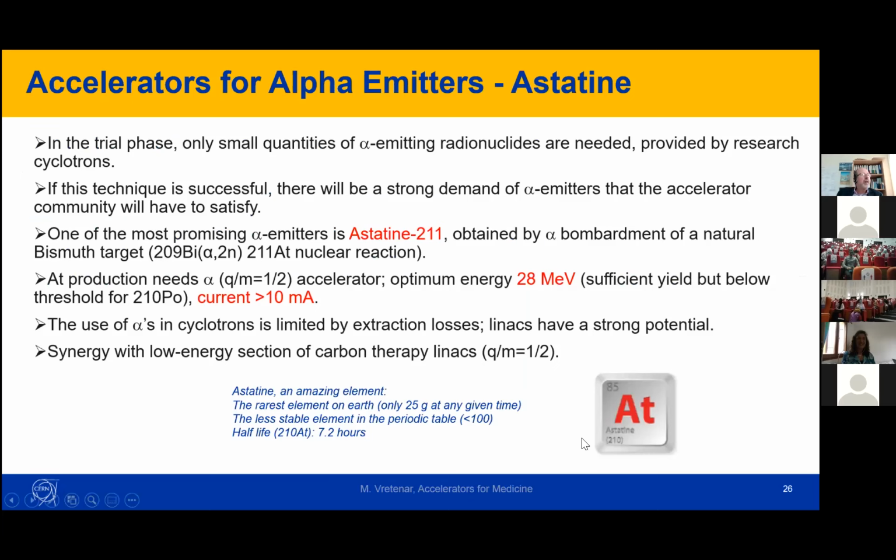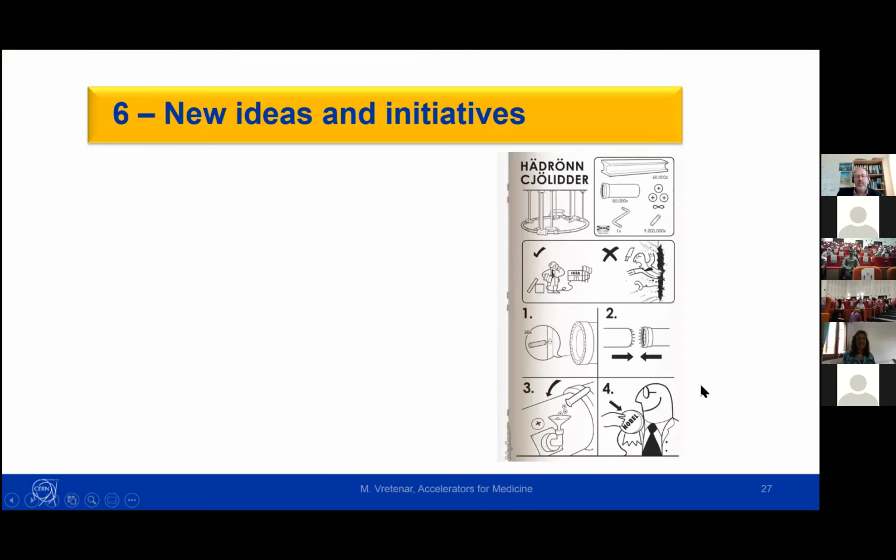Okay, and one of the main isotopes that can be used for that is astatine, which is an unstable chemical element that can be produced by accelerators and can be used for targeted alpha therapy.